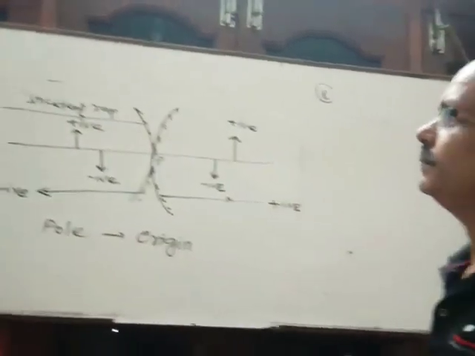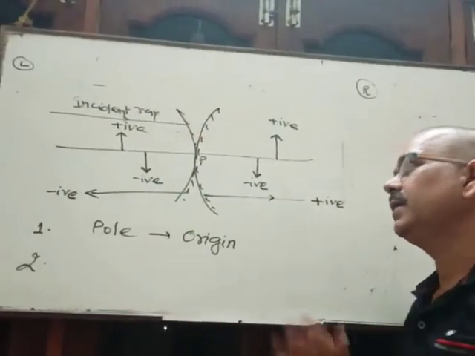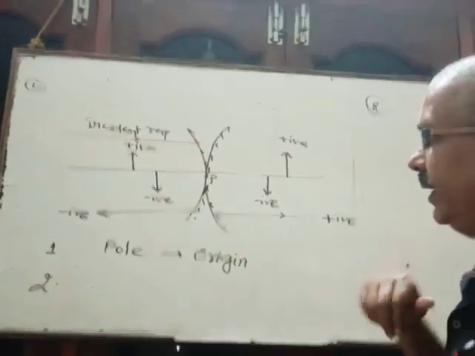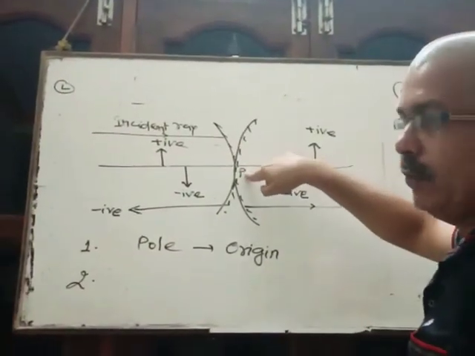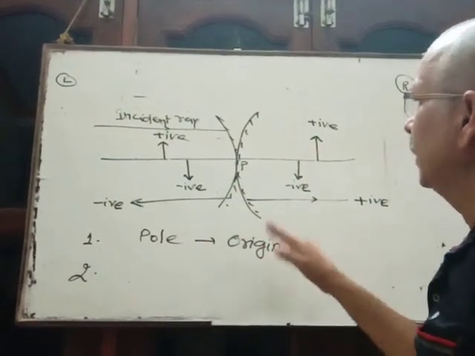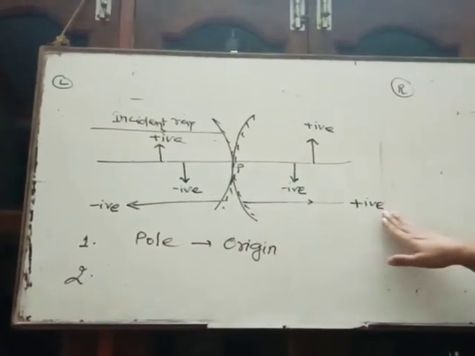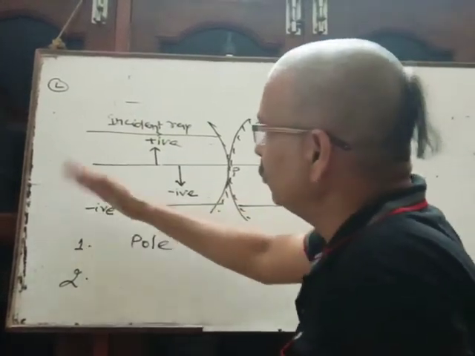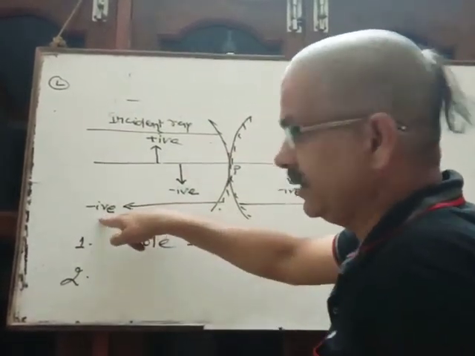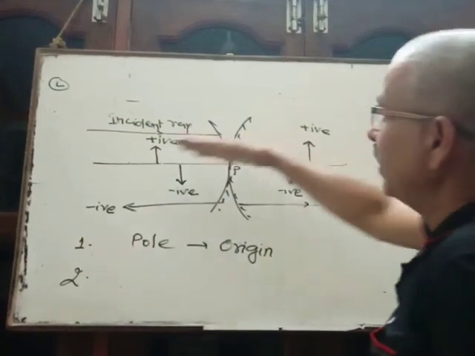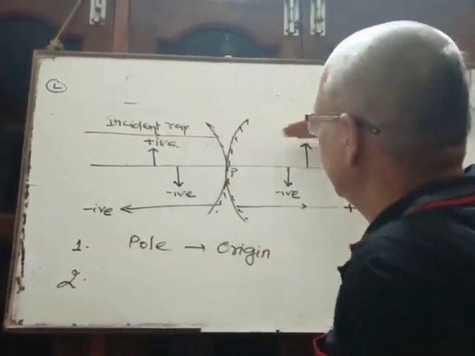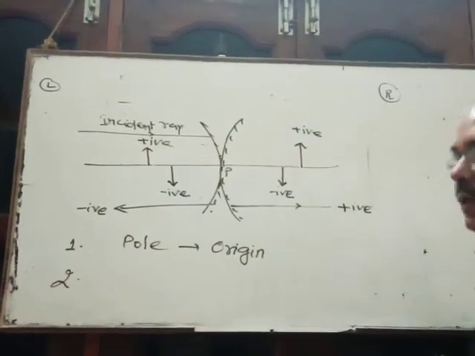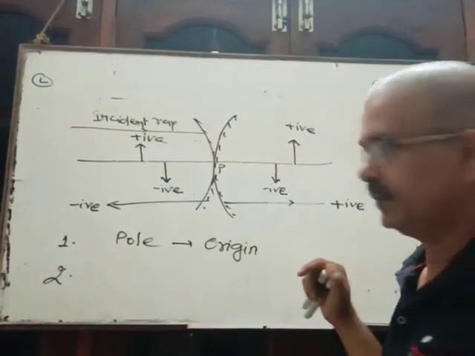So these are the sign conventions for a spherical mirror, either concave or convex. Let's see once again. All the distances are measured from the pole, so the pole is the origin. Distance measured along the propagation of the incident ray is positive. Distance measured opposite to the propagation of the incident ray is taken negative. Height measured above the principal axis on both sides of the mirror is taken positive. And height measured below the principal axis on both sides of the mirror is taken negative. Clear?